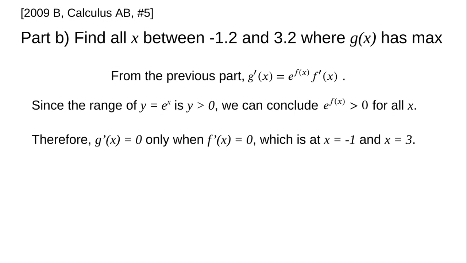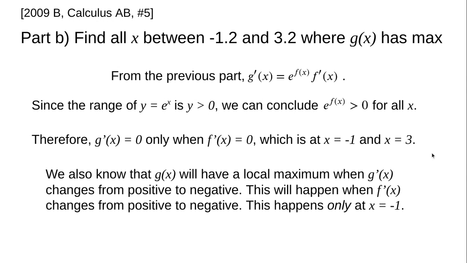So, looking at the graph, f prime of x is equal to 0, and it's also in the question stem, I believe, that f prime of x is 0 at x equals negative 1 and x equals 3. We also know that g of x will have a local maximum when g prime of x changes from positive to negative. This can only happen when f prime of x changes from positive to negative. Recall the e to the f of x factor in g prime is always positive. So the sign change can only happen as a result of f prime changing sign. And this only happens at x equals negative 1.